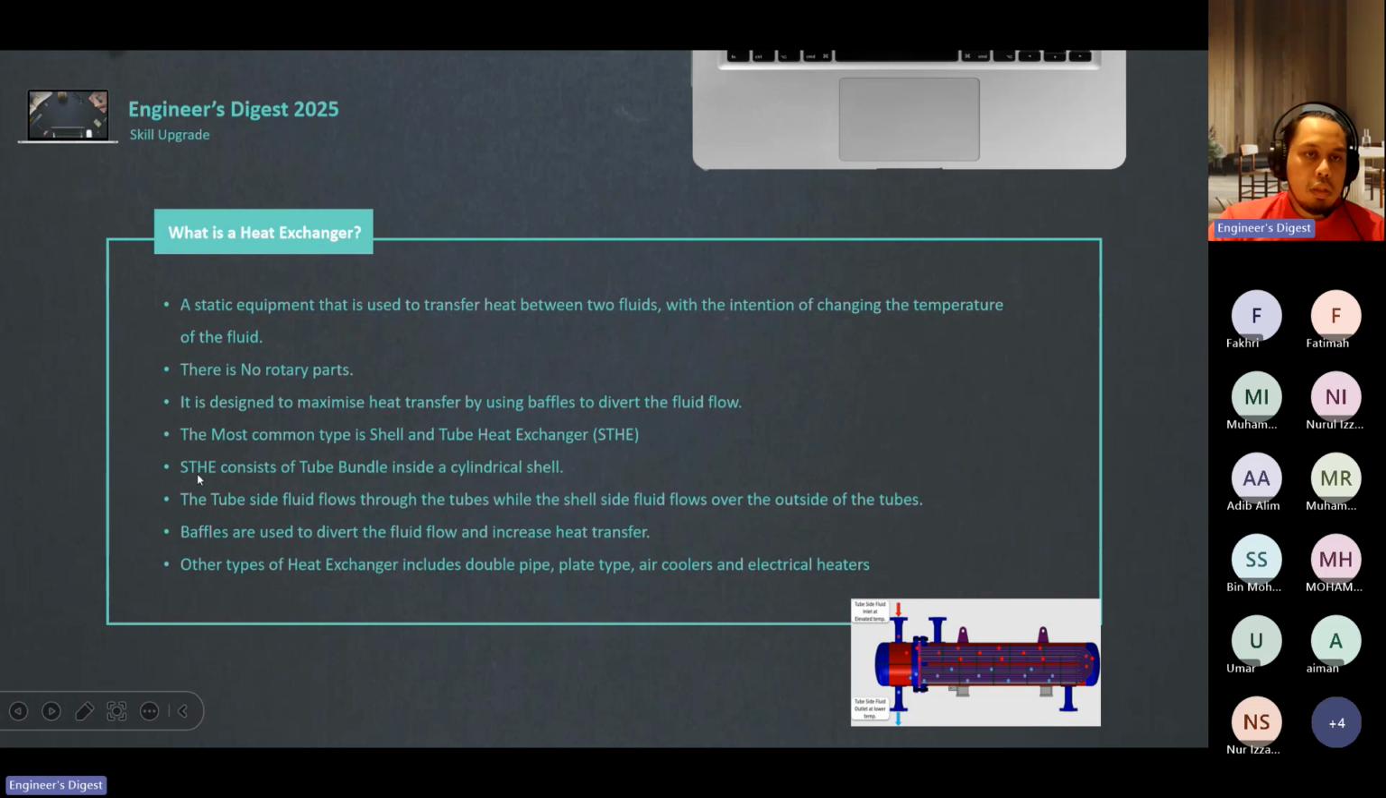Okay, STHE, shell and tube heat exchanger, consists of a tube bundle inside a cylindrical shell. We'll discuss this further. Okay. The tube side fluid flows through the tube, while the shell side fluid flows over the outside of the tube. The tube is very important. From the tube side, it goes inside the tube, but from the shell side, it goes on the outer side of the tube. We'll check this after this. Baffles are used to divert the fluid flow and increase heat transfer. Okay, other types of heat exchanger include double pipe, plate type, air coolers, and electrical heaters.